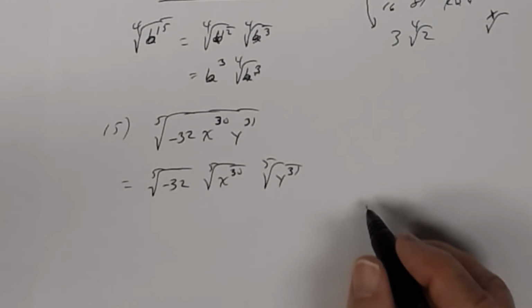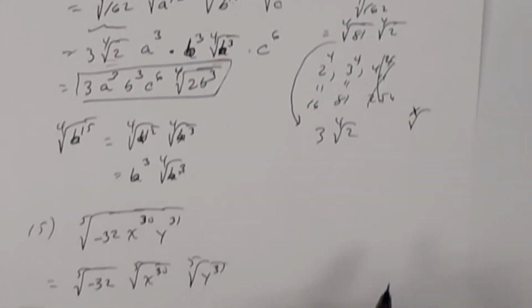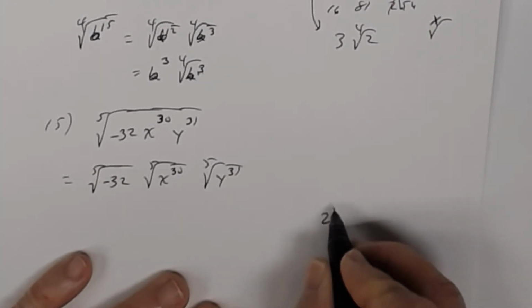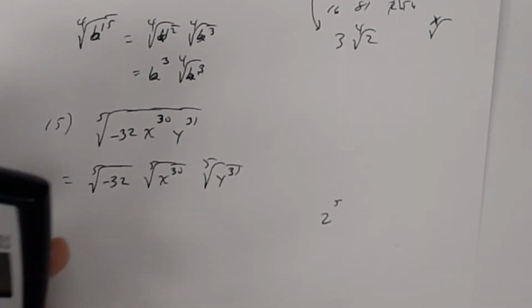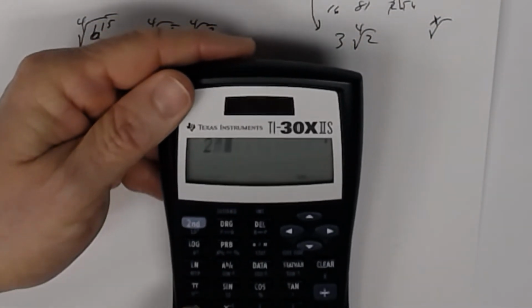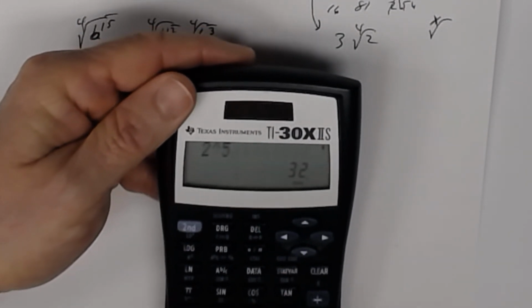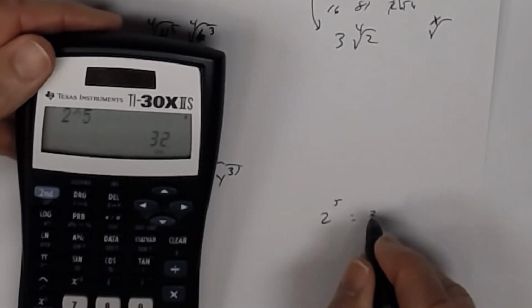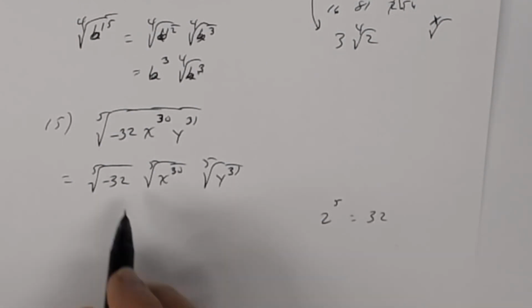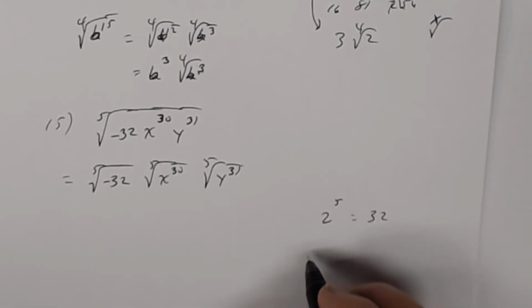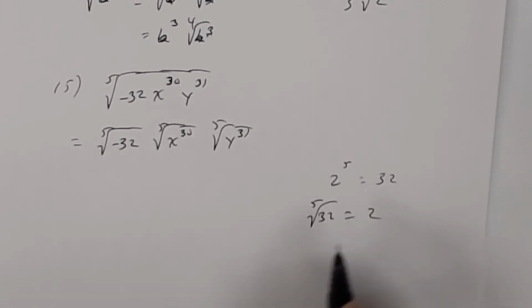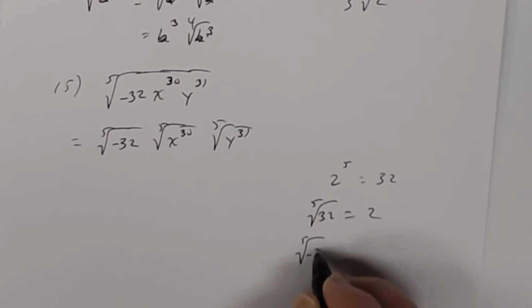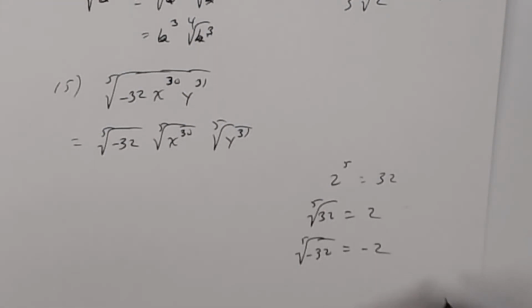Now, the fifth root of negative 32. So you see how we did this one right here? Let's do that same idea. Let's look at 2 to the 5th. Use your calculator if you got to. 2 to the 5th is, well, there it is, 32. So we already have it. So the fifth root of 32 is 2. Okay? Now be careful though, that's negative 32. So the fifth root of negative 32 is negative 2.